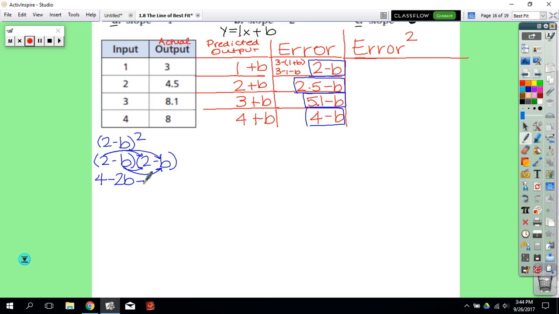So negative b times 2 is negative 2b, and negative b times negative b is positive b squared. Anytime you do distributive property, your next step is looking for like terms. So negative 2b and negative 2b is negative 4b, plus b squared over here, and then there's the 4 out front. So this is the error squared, and we have to do that for each one of the errors that's up here. And remember, I like to write it in reverse order so that we go from the biggest exponent to the smallest. So this would be b squared minus 4b plus 4.